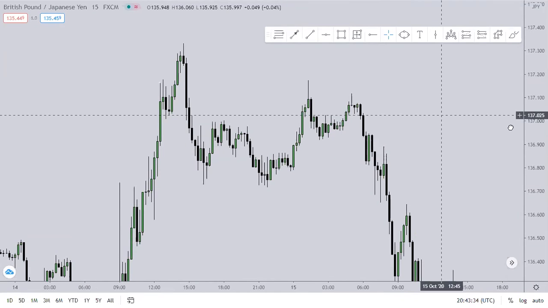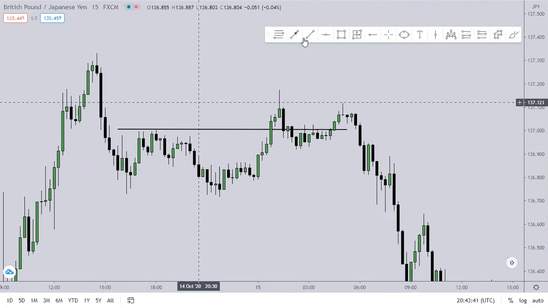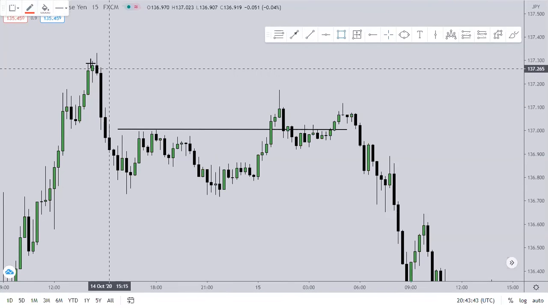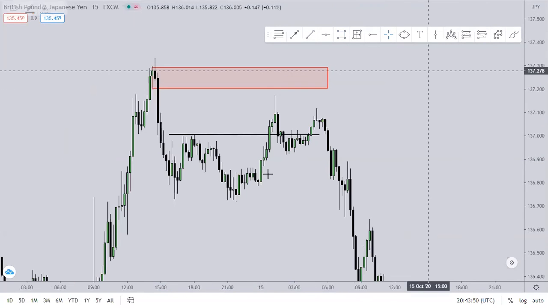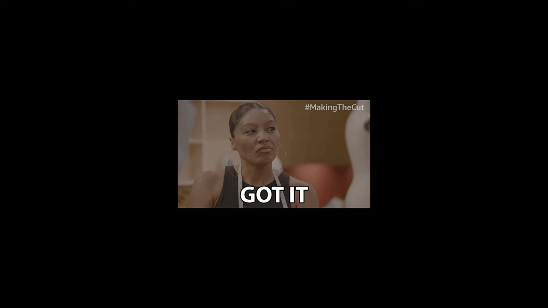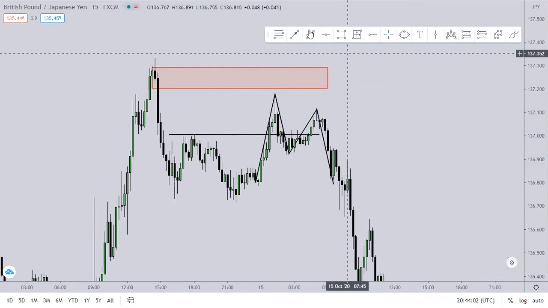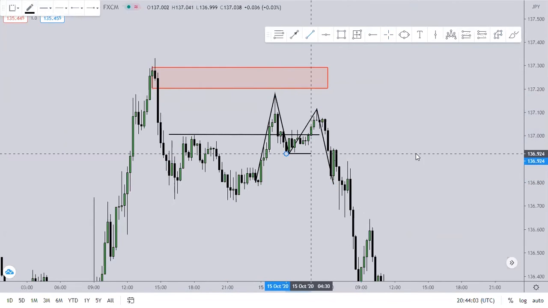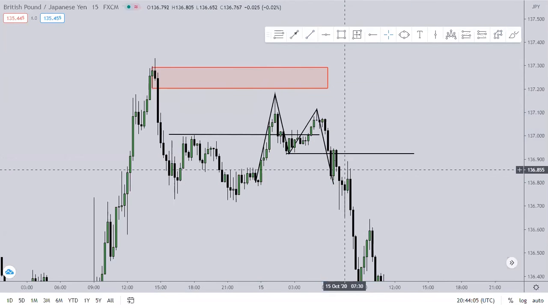Look, they took out these highs over here. They were supposed to trade into this bearish order block, but they didn't. Then later, what did they do? Look, is this not an M structure? Can you see the M structure? Let's draw the midsection of that M structure. You see, they traded right back into it.